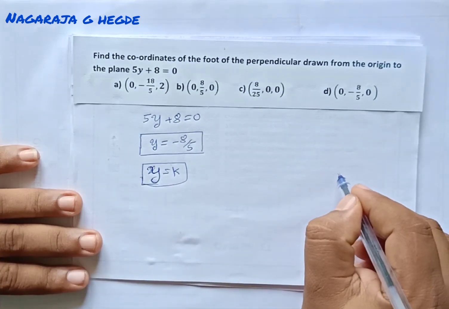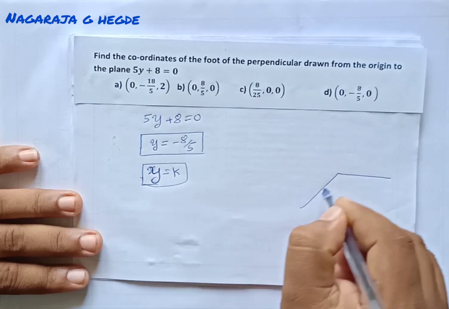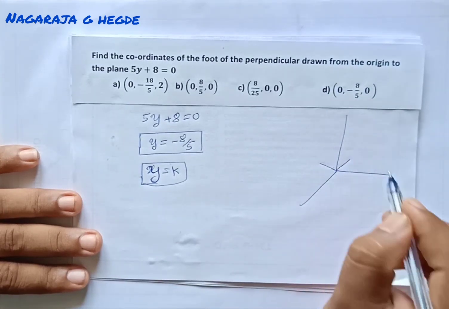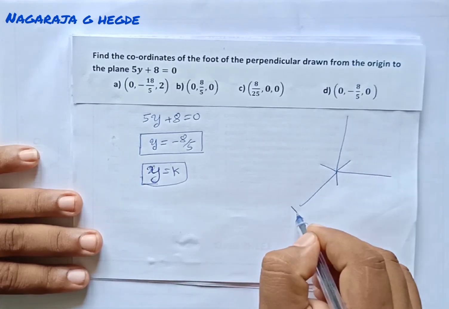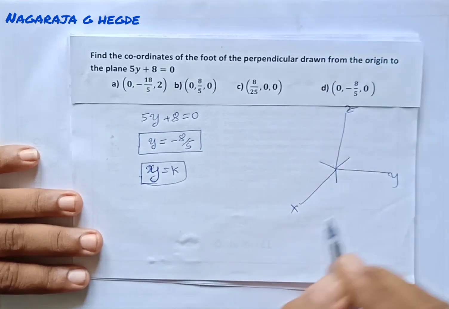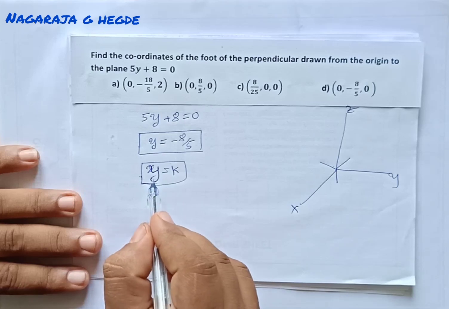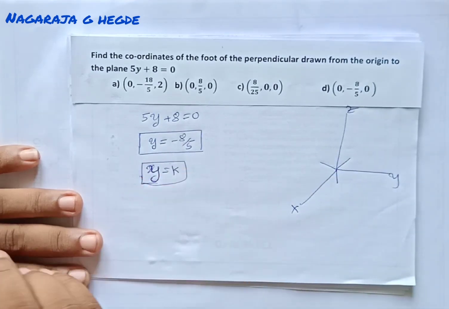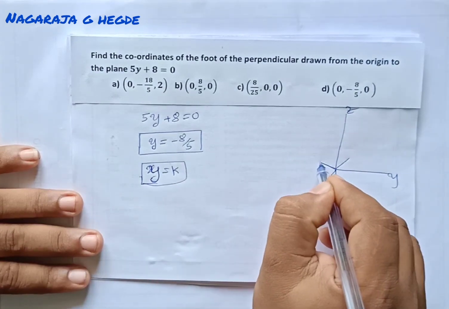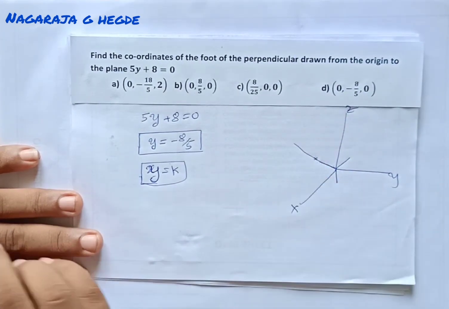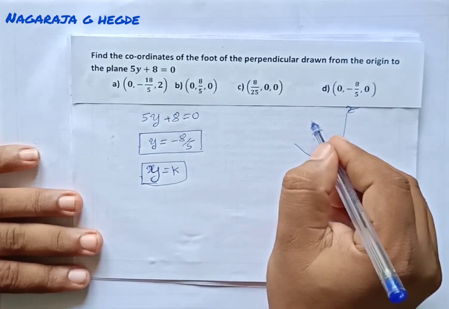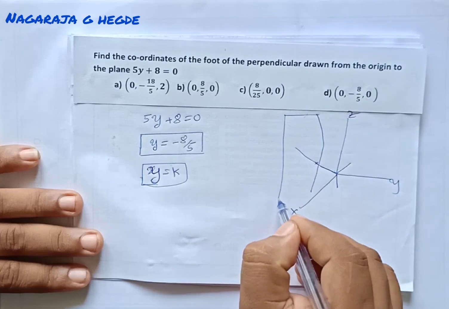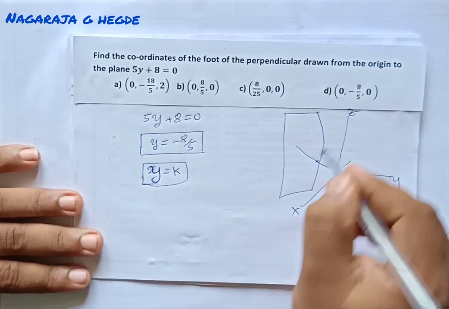For example, I will show you like this. This is the negative y axis, this is the negative x axis, this is the negative z axis, x, y, z. So y = k is parallel to the xz plane. What about y = -8/5? -8/5 will come here on the y axis. So the plane passes through -8/5 and is parallel to the xz plane.